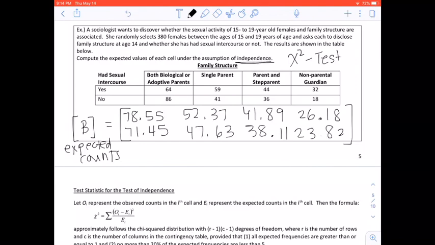And I put those brackets around matrix B. That's just how they write matrices. So in order to understand this, we would expect from this study that the sociologist would have determined that had sexual intercourse would be no, and had a single parent at the age of 14 would have been 47.63 females that they surveyed, if those variables were independent.